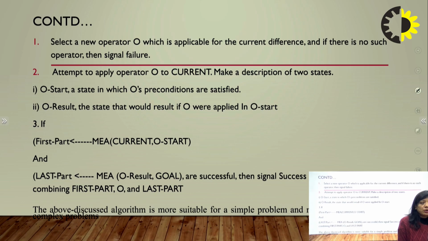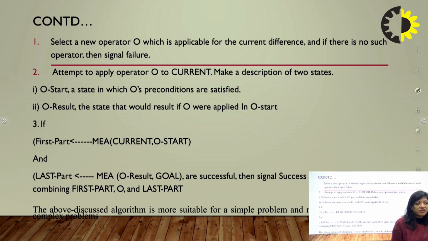Select a new operator which is applicable for the current difference, and if there is no such operator, then signal failure. Attempt to apply operator O to current, and make a description of two states. First one, O start, a state in which all preconditions are satisfied. O result means the state that would result if the operator were applied in start.